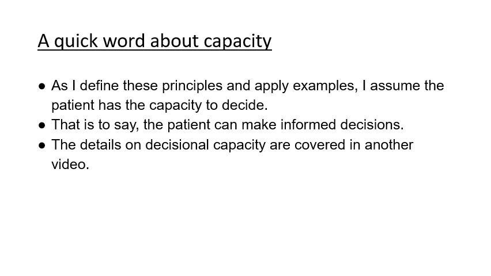Before proceeding, I need to say a quick word about capacity. I encourage students to use the term capacity as opposed to competence when describing a patient's ability to make a decision. Competence implies some sort of judicial proceeding, whereas capacity to make a decision is an assessment that care providers can make. As we define these principles and apply examples, in every case we're going to assume that the patient has the capacity to decide. That is to say that the patient has the ability to make an informed decision. The details on decisional capacity are covered in another video.